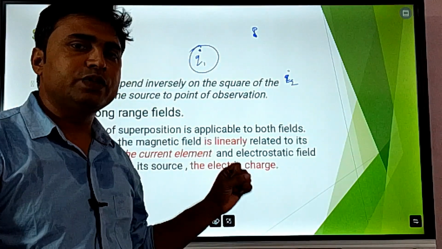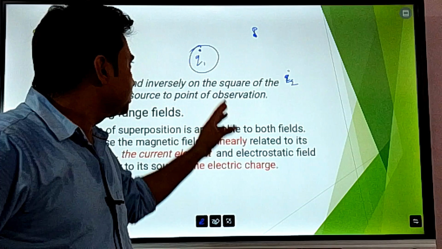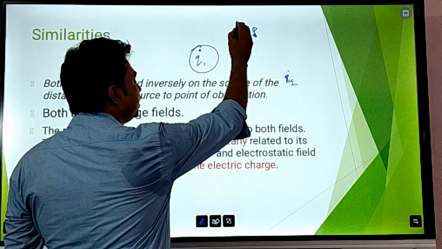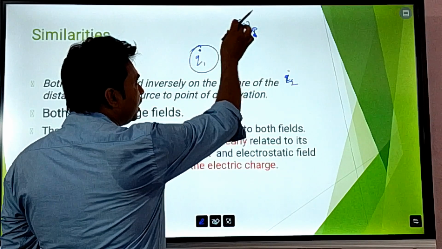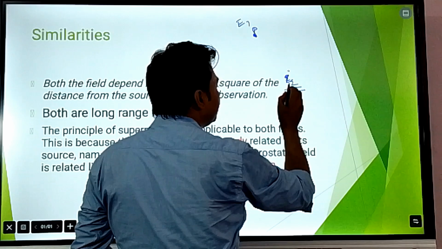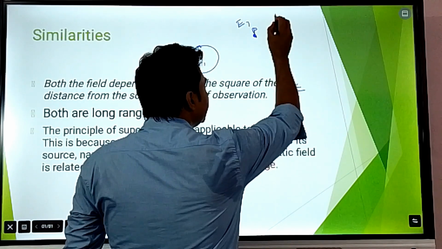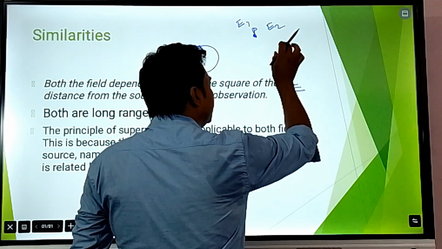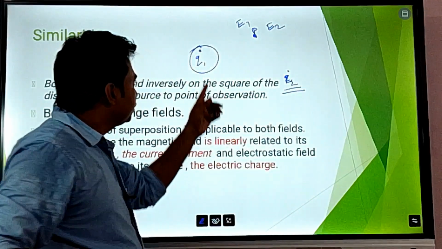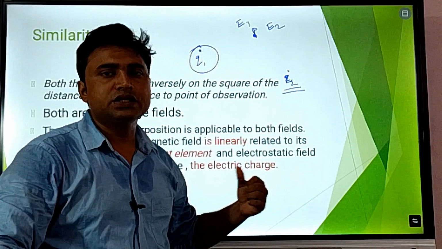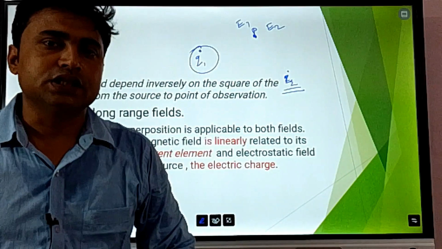This is known as the principle of superposition. Suppose this charge is producing some electric field here as E1. So the value of E1 will always be E1 due to this charge. And suppose this charge is producing an electric field E2, and here at point P it will always be E2 due to Q2. It is not disturbed by Q1 or by the presence of other charges. This is known as the principle of superposition.